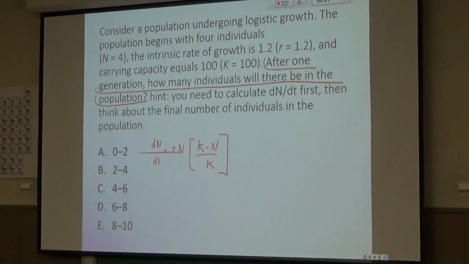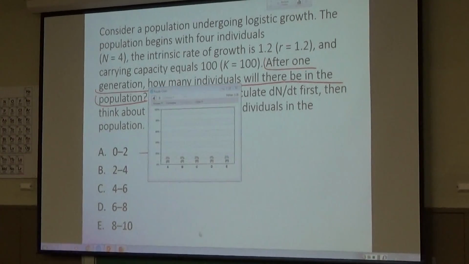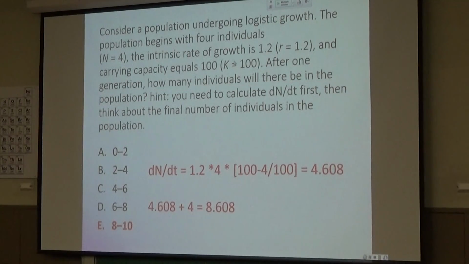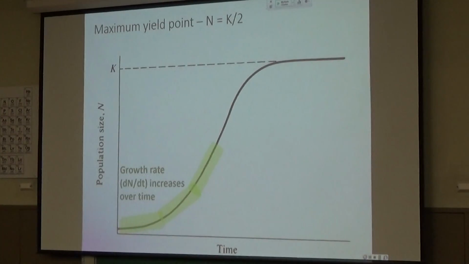4.6. Okay, so most of you got this. Fantastic. So you have to apply dN over dt and then add the initial population size to the number of individuals that were added to the population.